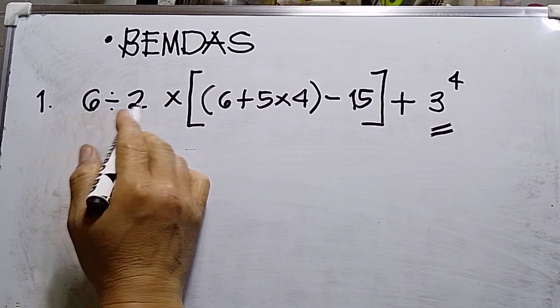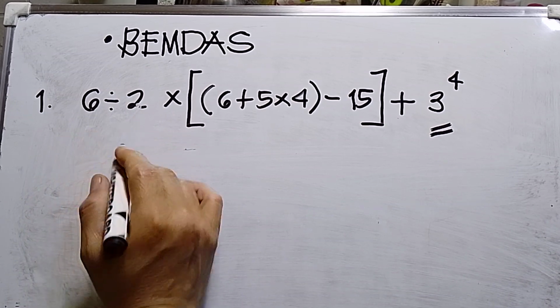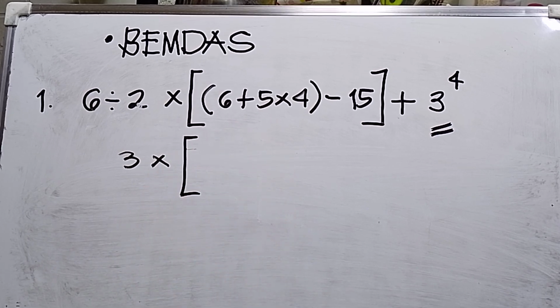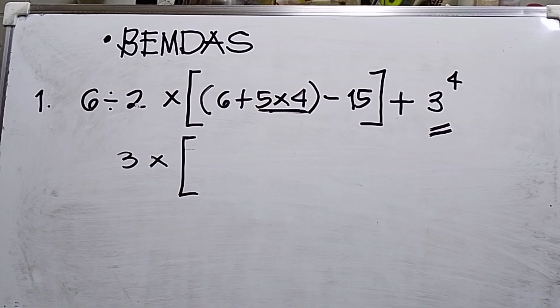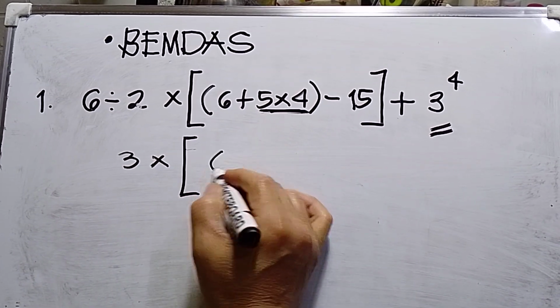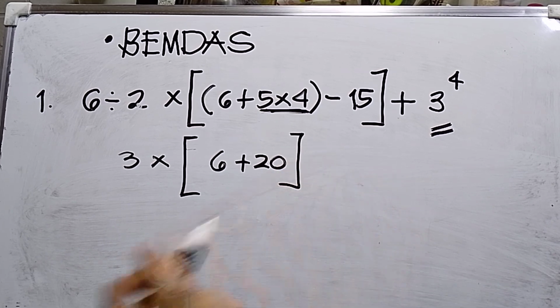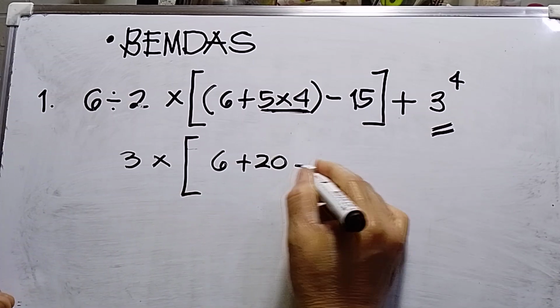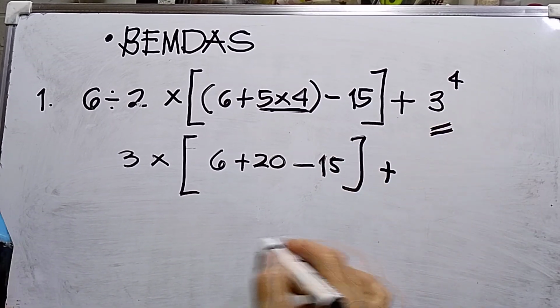In this case, 6 divided by 2, 6 is capable of being divided by 2, so this will be 3 times the square brackets. Inside, this one first because it's multiplication. We know that 5 times 4 is 20. Then minus 15. And then plus, this one is 3 to the power of 4.